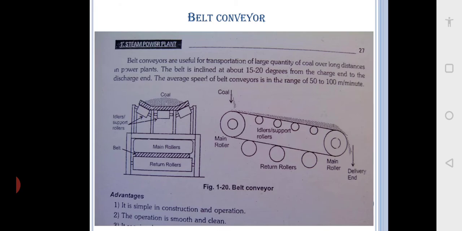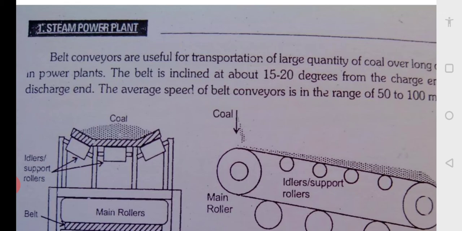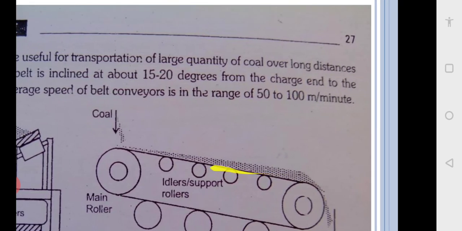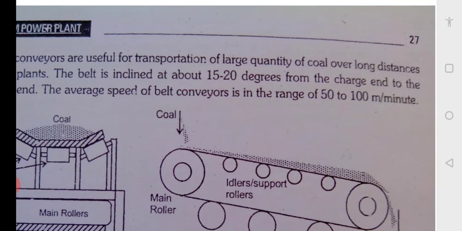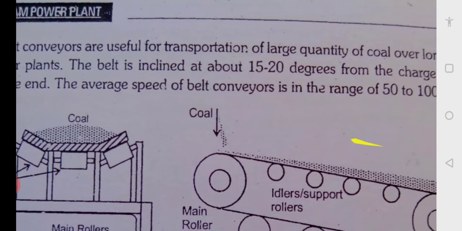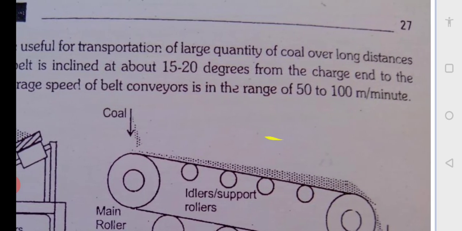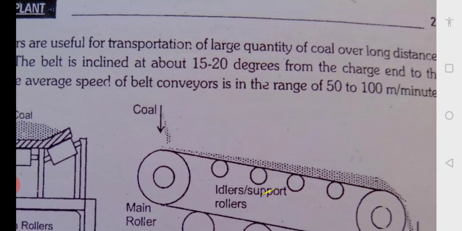I think these conveyors and all you might have seen, even in movies. So the conveyor means, especially for solid particles or lumps of coal, that you need to transport from one place to another place. So you have got something called belt conveyors. They are very useful for transporting large quantities of coal over long distances or in power plants. The belt is inclined 15 to 20 degrees, from the charge end to the discharge end. Okay, the average speed of belt conveyors is 50 to 100 meters per minute. So per minute it will move.